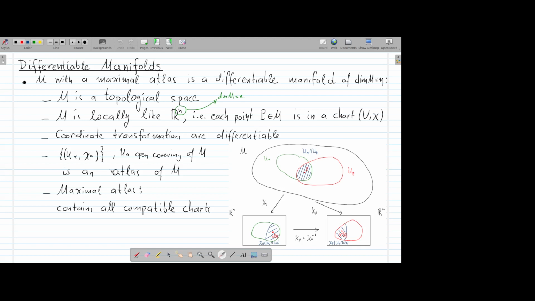If we consider all possible coverings of M by such charts, you obtain a maximal atlas. And M, a topological space with a maximal atlas, is a differentiable manifold of dimension n, where n is defined by the dimensionality of the sets that neighborhoods of M are mapped onto, R^n.